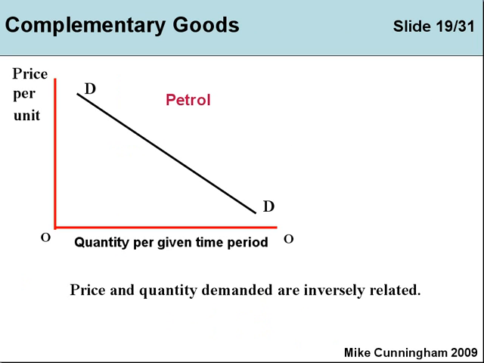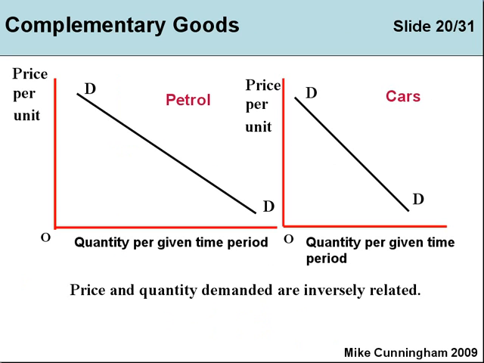Now let's see for petrol. So we've got our demand curve for petrol here. Now let's put in our demand curve for cars. You can also see it's downward sloping. As the price of cars increases, fewer cars will be demanded.